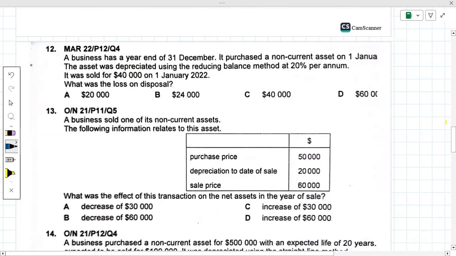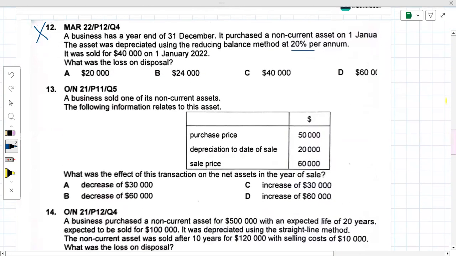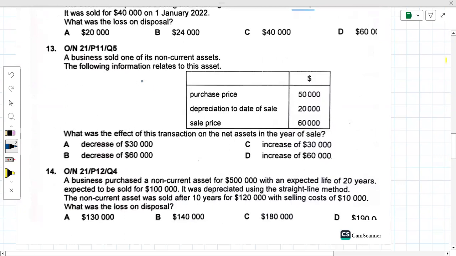Okay. So in the next question, a business has a year end on 31st December. It purchased a non-current asset on 1st January. The asset was depreciated using the reducing balance method at 20% per annum. It was sold for $40,000 on 1st January 2020, but there was a loss on disposal. So I am skipping this question because we have been doing this type of question. I think we did two or three of the same question like this. So that is why I'm leaving it.